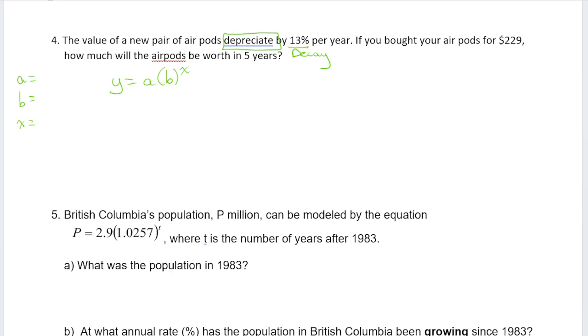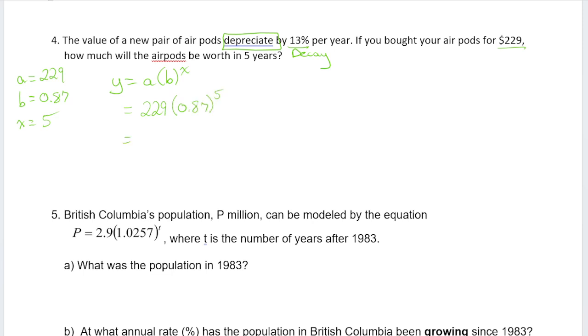It goes down 13% per year. 100 minus 13 is 87%. So our b value is 0.87. If you bought your AirPods for $229, that's how much they were initially. That's our starting condition. And then 5 years later. So we'll plug those in to our equation.